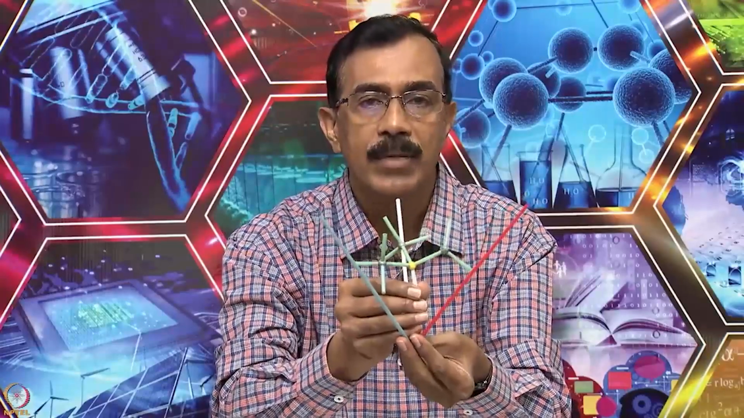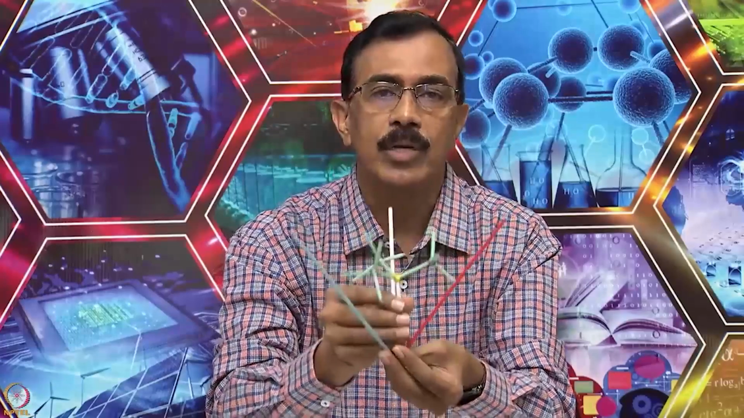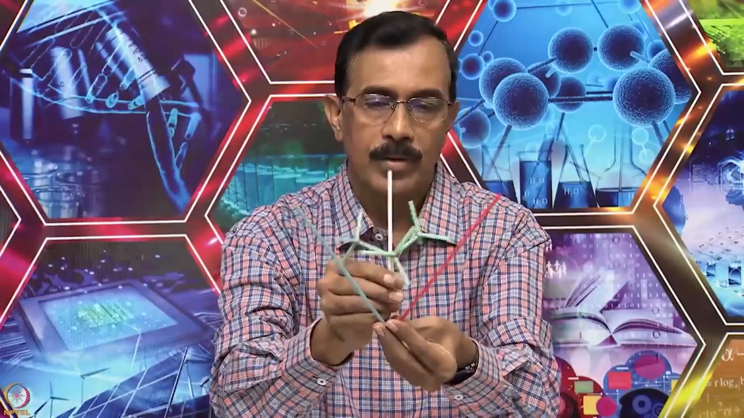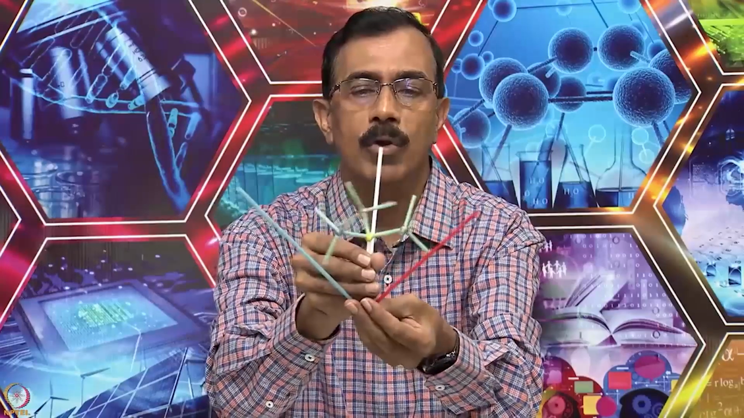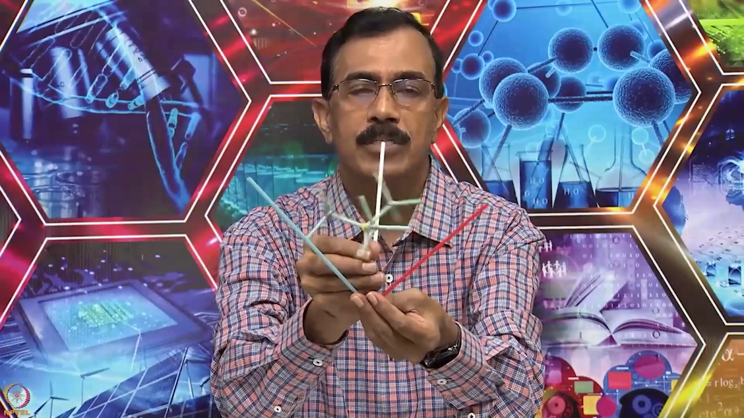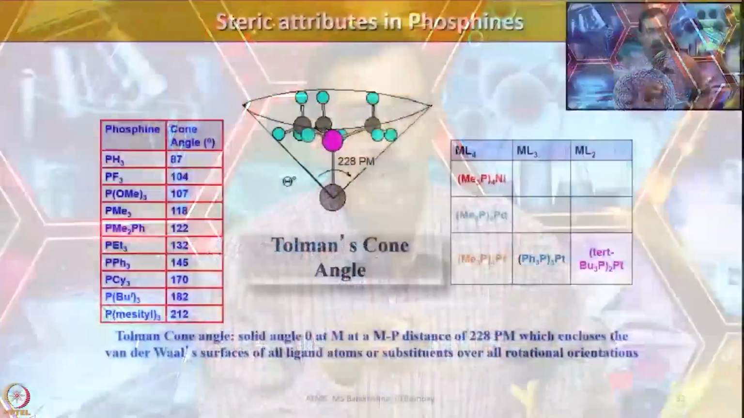Then we will find how to correlate this with its reactivity and its utility in catalysis and other reactions. Let us discuss that in my next lecture. So, I repeat again how to define the cone angle. The solid angle theta can be defined as a conical surface that encloses the van der Waals surfaces of all ligand substituents over all rotational orientations. This is called the cone angle, and here I have listed some cone angle values.